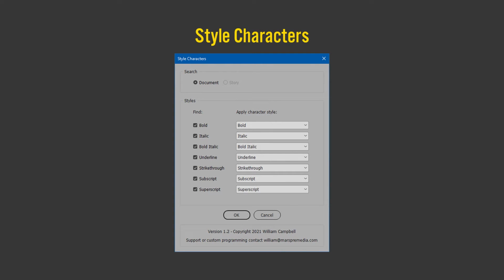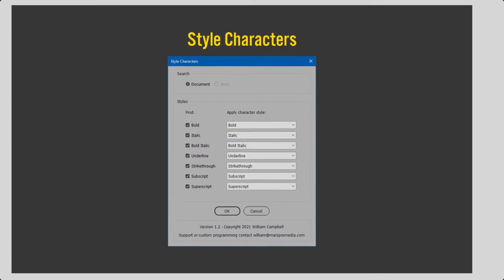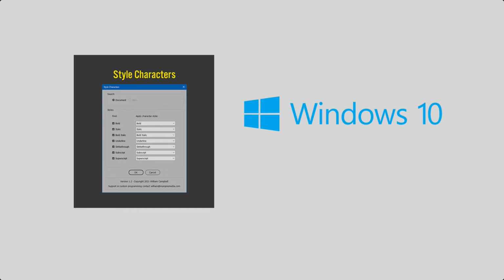In this video, I'll show how to use the InDesign script Style Characters. The script looks for characters set to bold, italic, or other styles, and applies a character style to them. I'll demonstrate the script in Windows. It works the same on macOS.